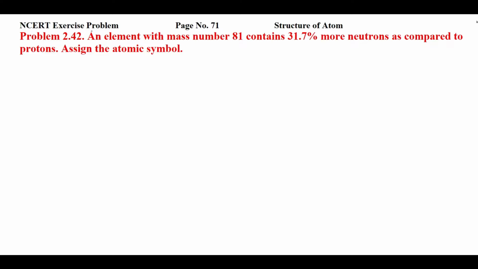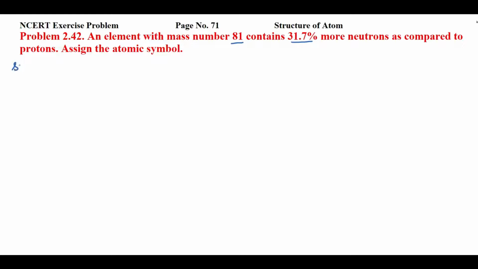Students, this is NCERT exercise problem 2.42 from page number 71 of Structure of Atom, right? So let's read this statement. An element with mass number 81 contains 31.7% more neutrons as compared to protons. Assign the atomic symbol. So there is an element whose mass number is 81 and it has 31.7% more neutrons than protons, and you have to tell the atomic symbol of this element.